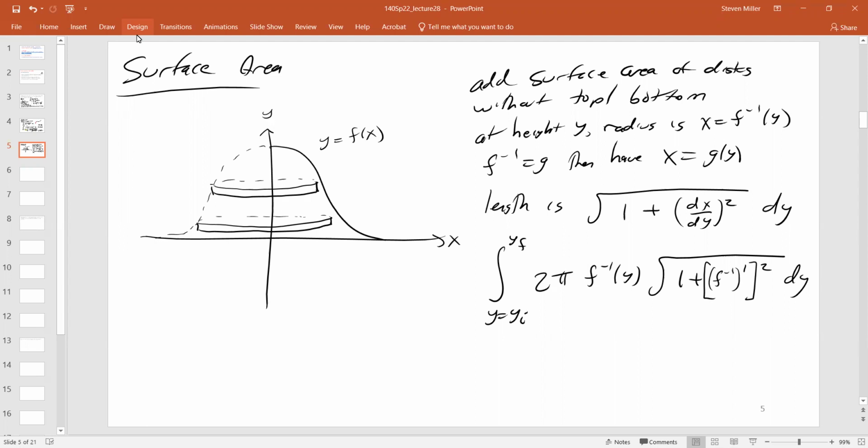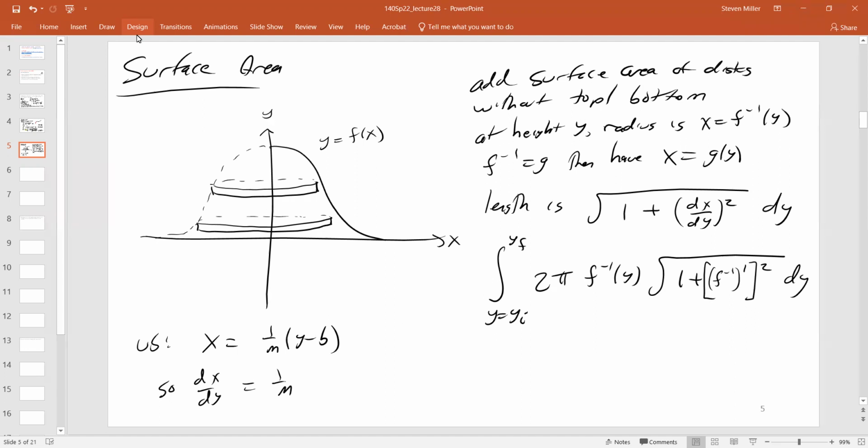This is one of the few cases where we can actually do the integral, because f inverse prime is going to just be a constant. We got y equals mx plus b. For us, it was x equals 1 over m y minus b. So dx dy is just 1 over m.